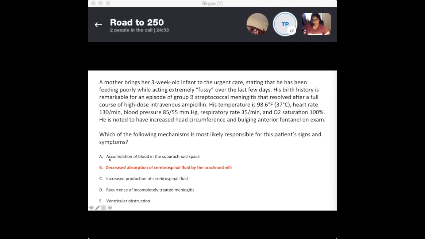And then A would be more something like bleeding, maybe more so vitamin K deficiency, so the baby bled out into the brain. Hemorrhage into the brain. That's a good one.